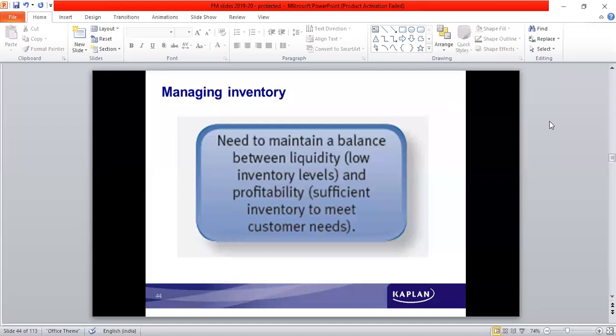The next topic is how do we manage inventory? We're specifically looking at the inventory part of it. Inventory, how do we manage inventory? It says that it needs to maintain a balance between liquidity and profitability. Liquidity will be low inventory levels, and profitability would be sufficient inventory to meet customers' needs.